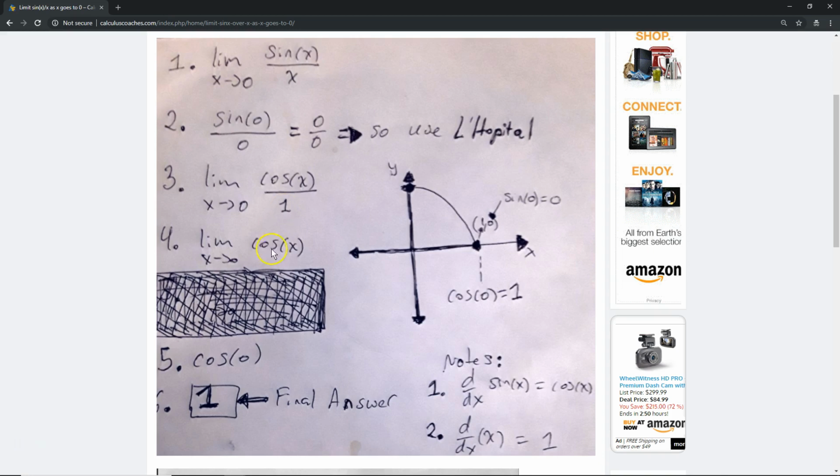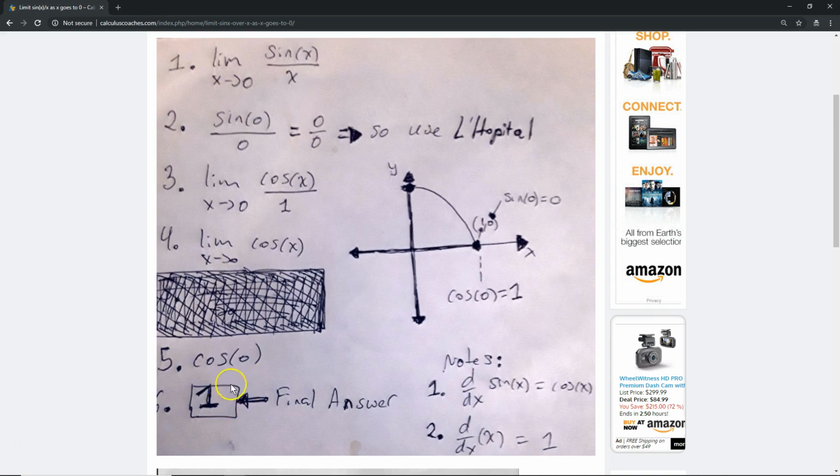Then you can simplify that, so cosine of x divided by 1 is just the cosine of x. At that point, to evaluate, you simply replace x with 0. I do that at step 5, you see cosine of 0. And at step 6, the value of cosine of 0 is 1, and that is the final answer. Therefore, the limit as x approaches 0 of sine x over x using L'Hopital is 1, which is shown in step 6.